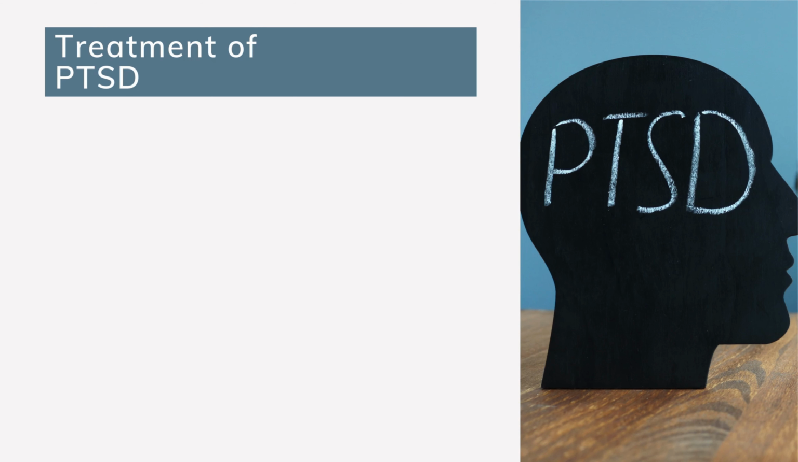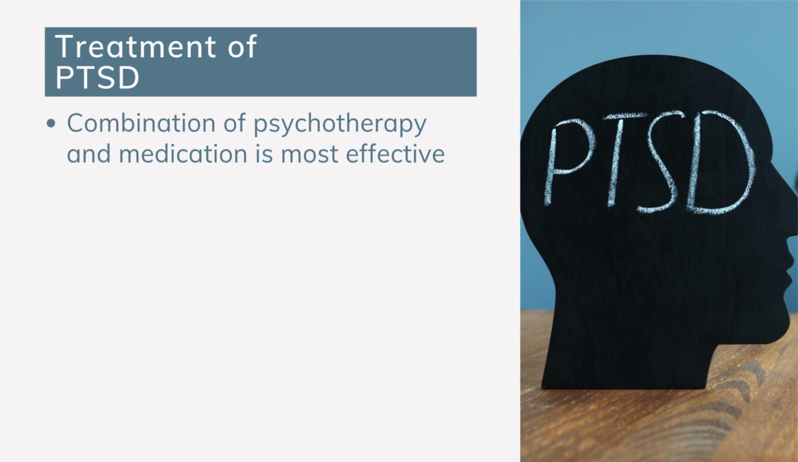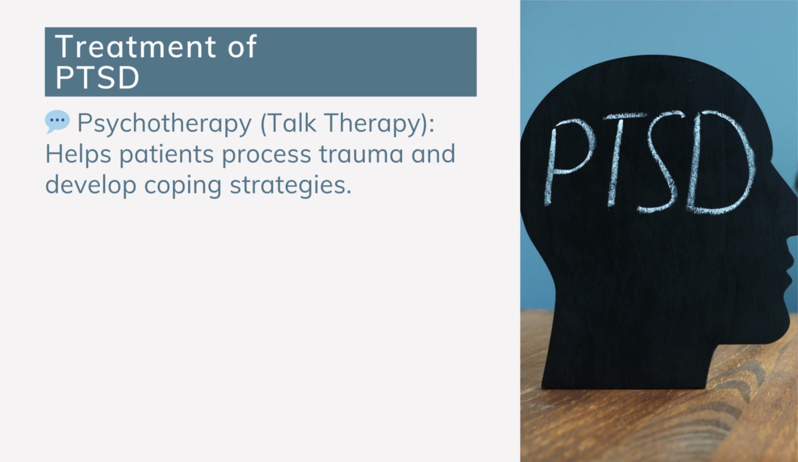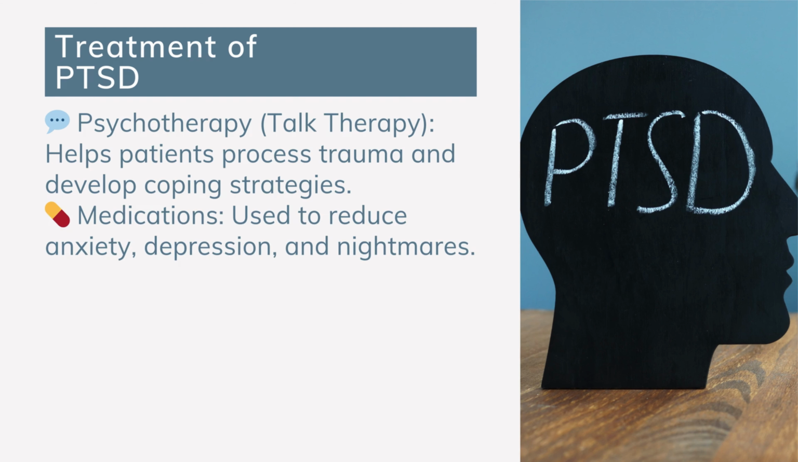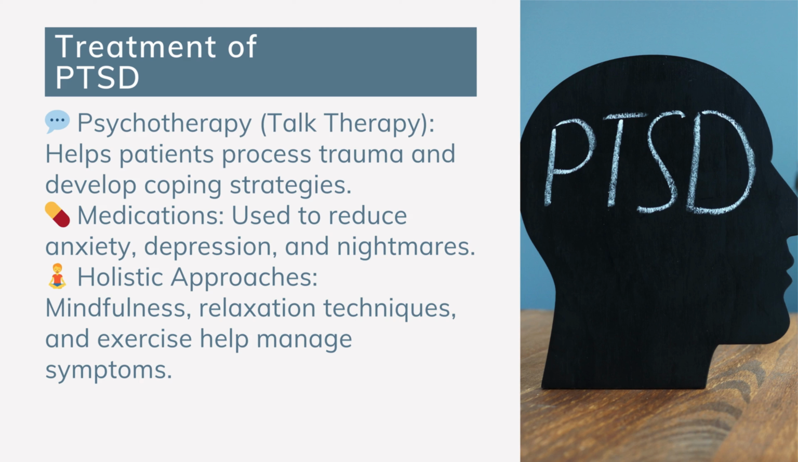What are the different treatments of PTSD? The good news is PTSD is treatable, and with the right approach, patients can regain control over their lives. Effective PTSD treatments include psychotherapy or talk therapy. This helps patients process trauma and develop coping strategies. Other PTSD treatments include medications used to reduce anxiety, depression, and nightmares. Also, there are holistic approaches. Mindfulness, relaxation techniques, and exercise help manage symptoms.